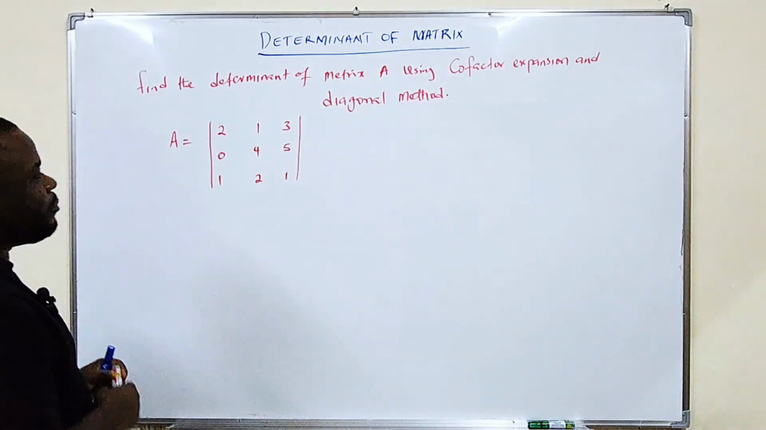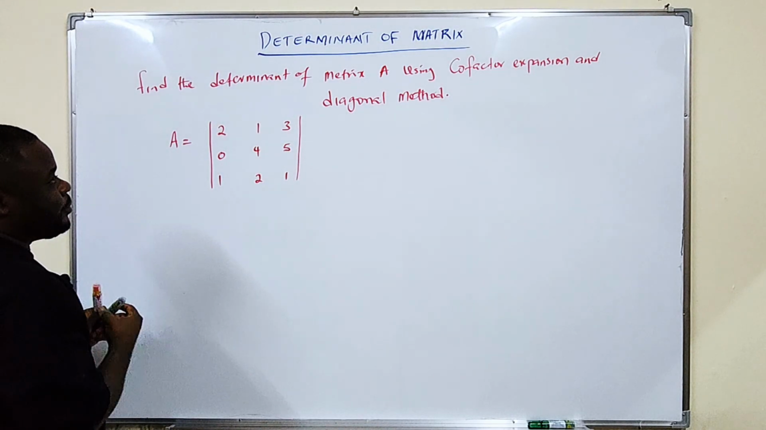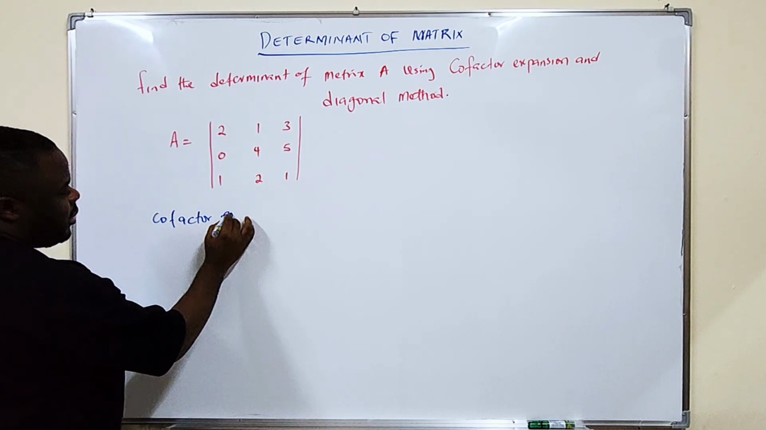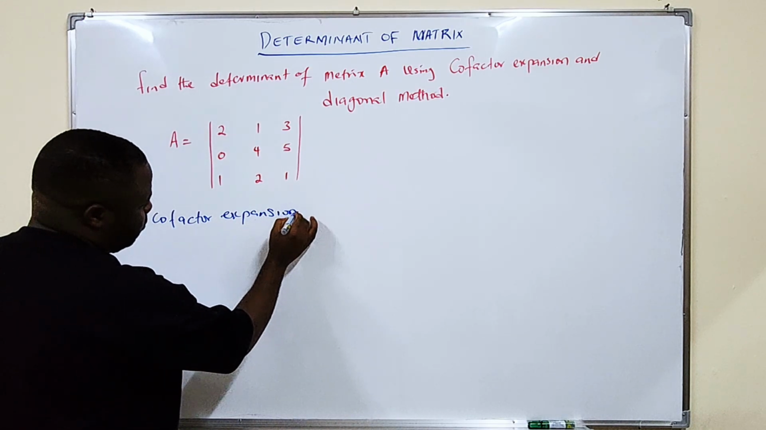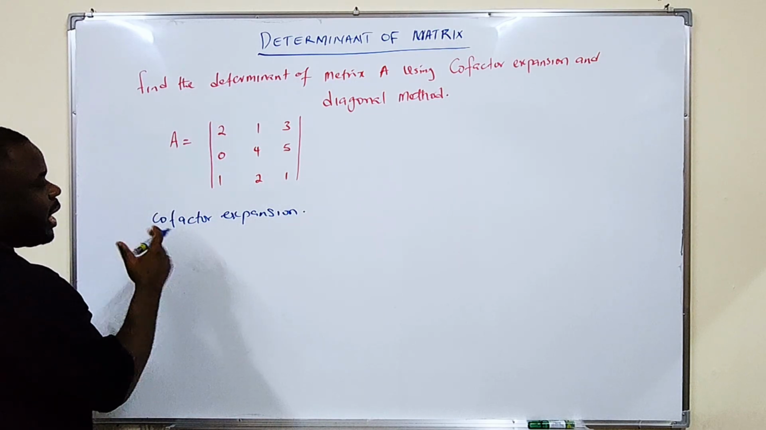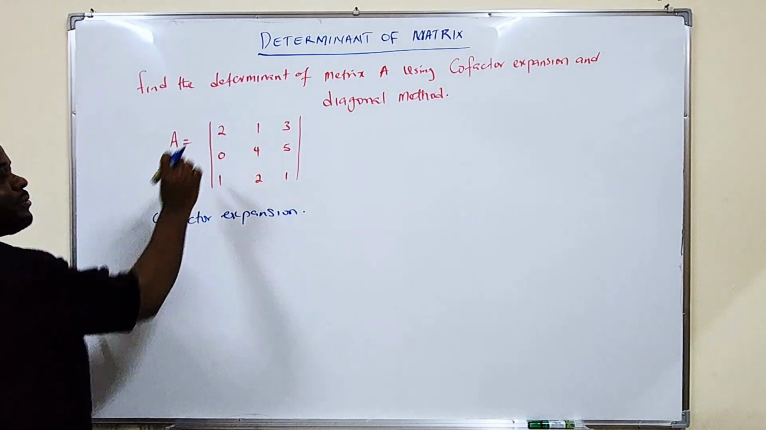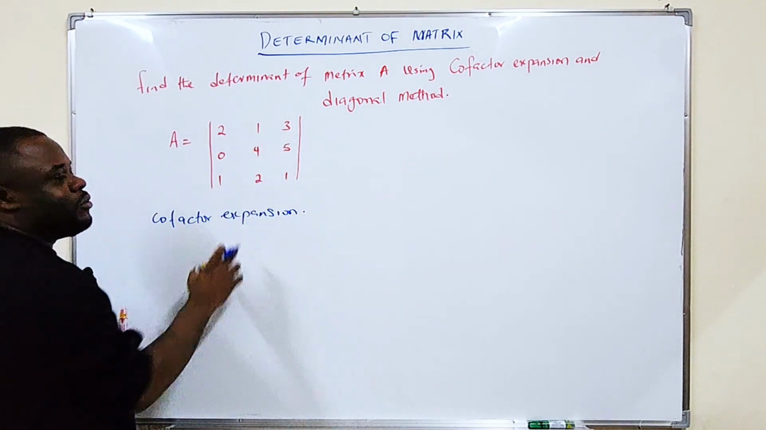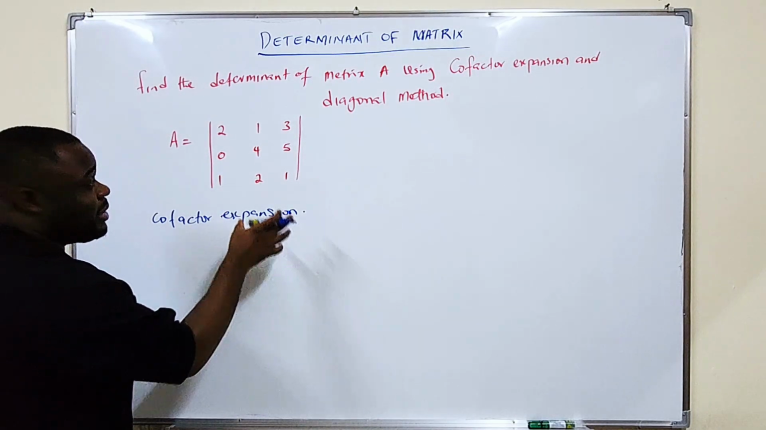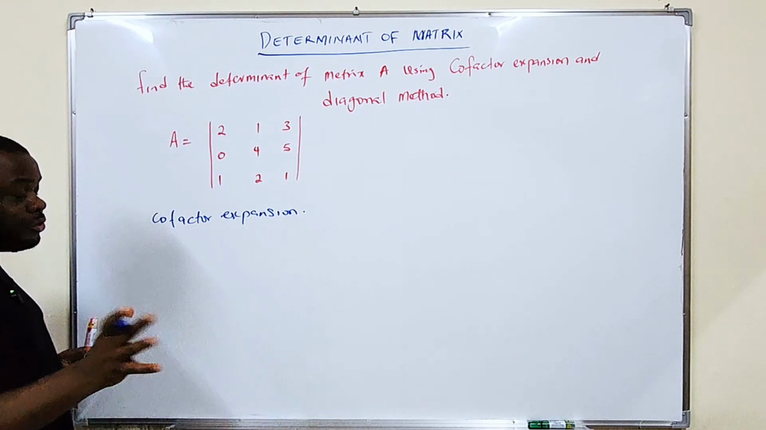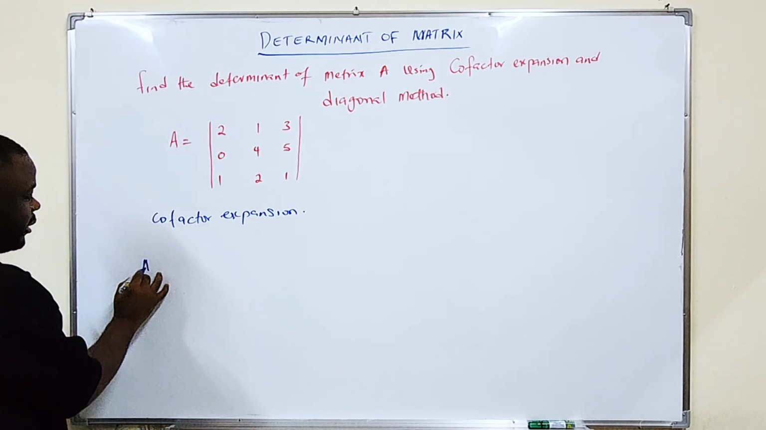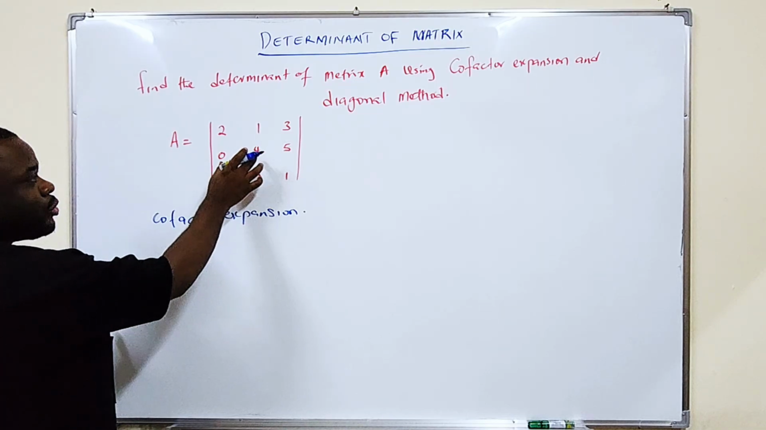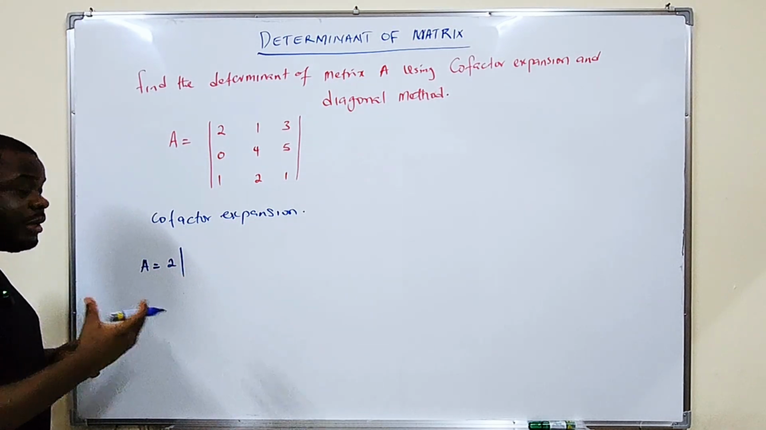So let's go for cofactor expansion. Now how do you do cofactor expansion? You bring the first element on the first row, so we are going to use it to multiply the elements on the second row and third row. You just see how it works. So let's say the matrix A will now be, the first element here is 2. So we now reduce this from a 3 by 3 matrix to a 2 by 2 matrix.